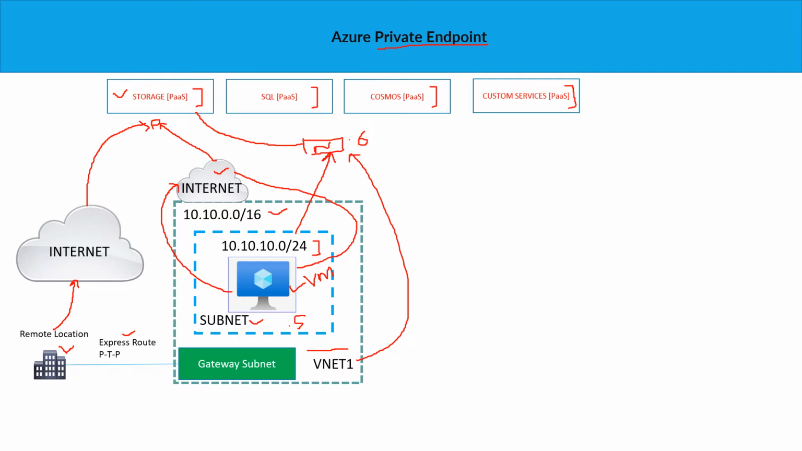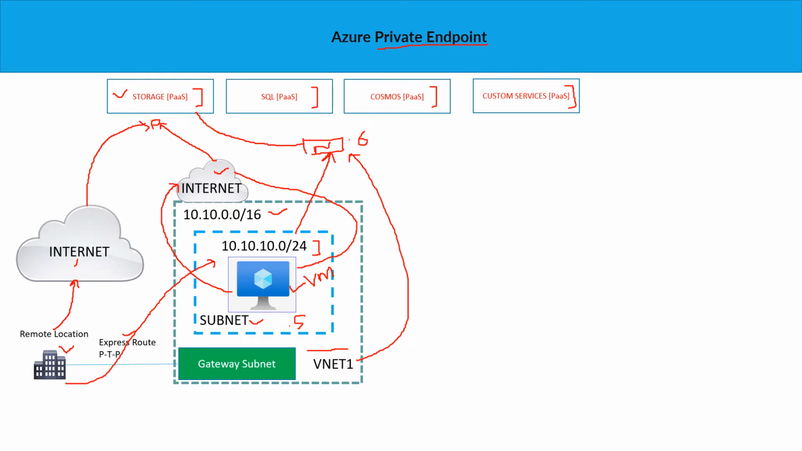Now we know it is all private IP address communication and the traffic is not going to hit the internet WAN links. So security is solved. That is one thing. And when we come from the remote location, we all know from here I can reach all these IP addresses. But to reach services on PaaS, it has to go through the internet. So that is also something we need to solve.